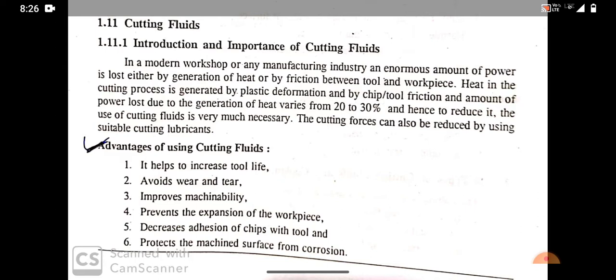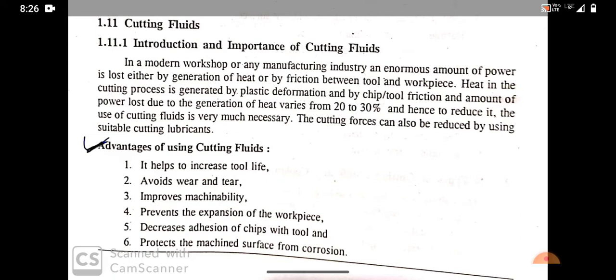Because of heat generation there is plastic deformation and chip-tool friction, and the amount of power lost due to the generation of heat generally varies from 20 to 30%, so cutting fluids are very necessary. The cutting forces can also be reduced by using suitable cutting lubricants. Even if you give the required depth of cut, if the depth of cut is more, the force on the workpiece is high. To reduce this cutting force also, suitable cutting lubricants are required.